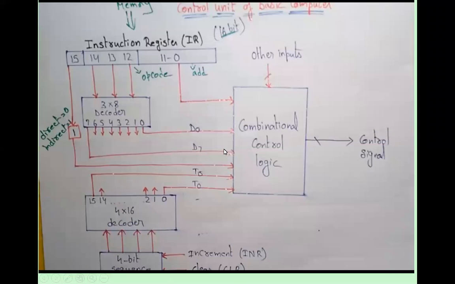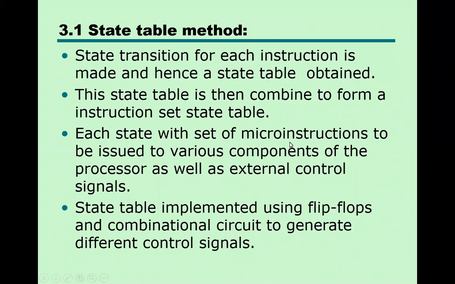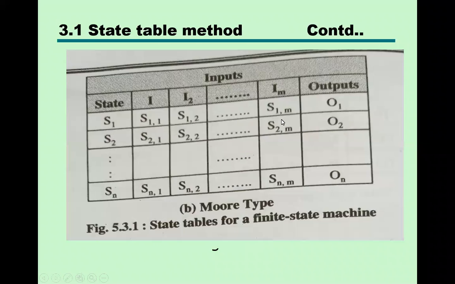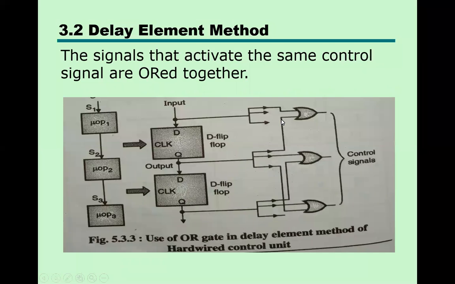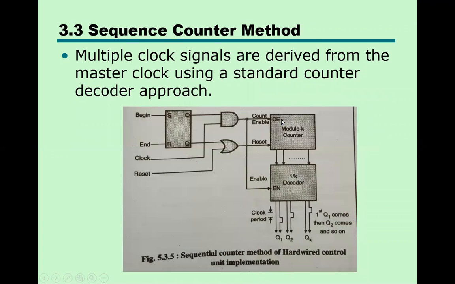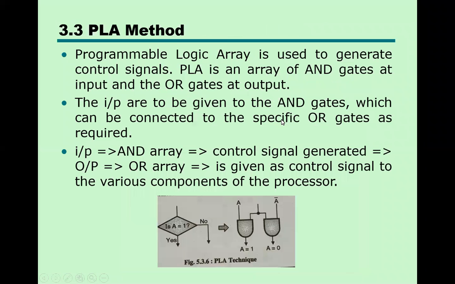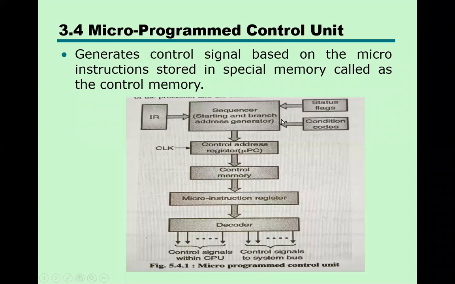We have seen these different methods yesterday: state table method, delay element method, sequence counter method, and PLA method. Practically, these methods are very big. You will find one unit on one method, but comparatively you can remember them, and by the diagram you can explain. So today we are going to discuss the microprogrammed control unit.